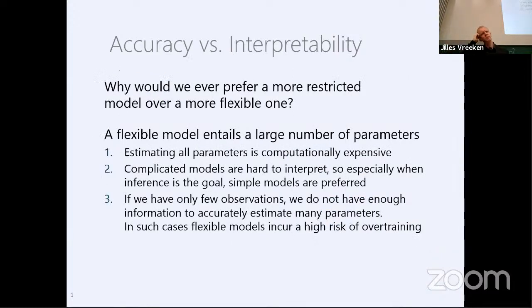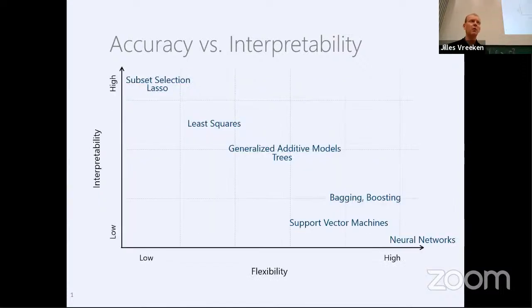Why would we then prefer a more restricted model over a more flexible one? If we don't have so much data, if we really care about learning about it, we want to be able to use this model to make predictions and understand what it's doing. Let's go back to here, actually. Suppose that we now have, let's take COVID. COVID is a great example.